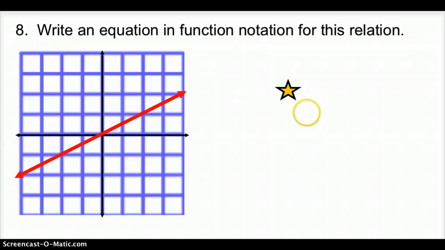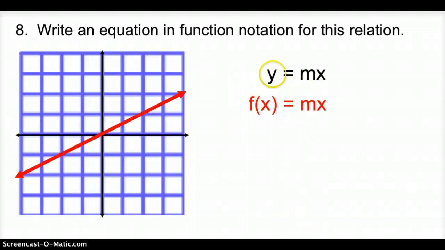Number 8, last and final one. Write an equation in function notation for this relation. Well, what is function notation? Function notation, all it does is change the y to an f of x. A y to an f of x. Nothing really else changes for right now. So now, on our graph, we have to find 2 points that it goes through. Well, I see that it goes through 0, 0, and I keep going up the line. Oh, and it goes through that point. So it goes through 0, 0, and it goes through 2, 1.